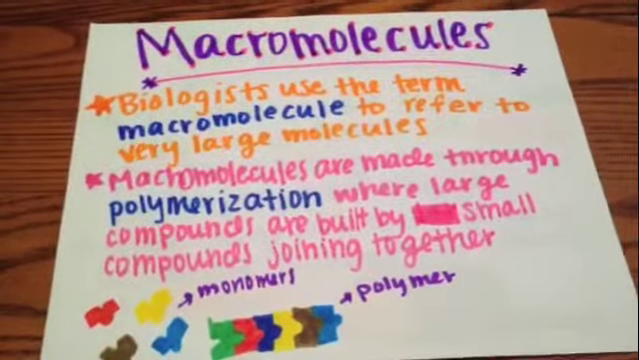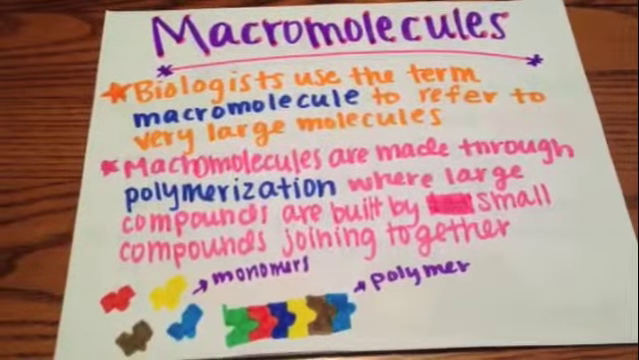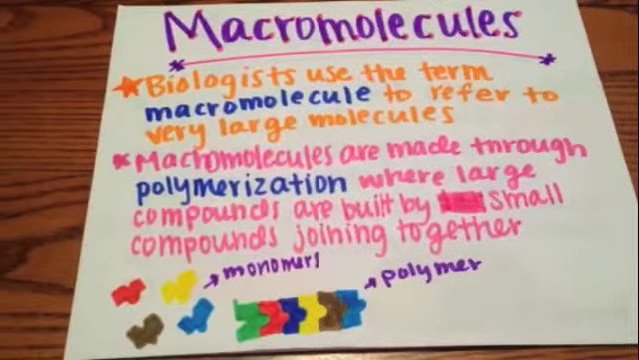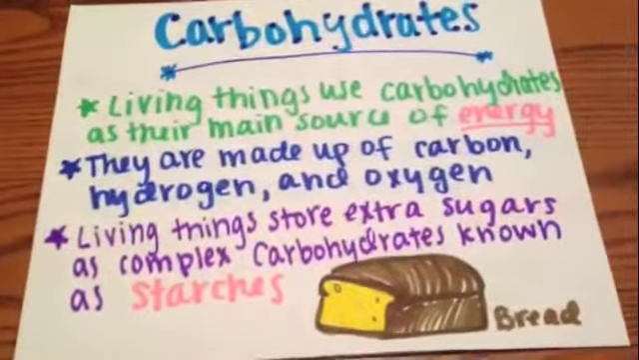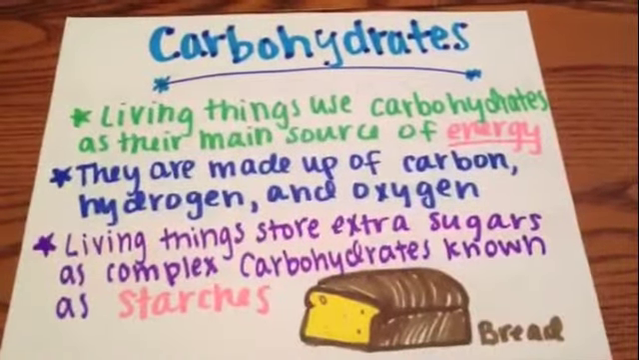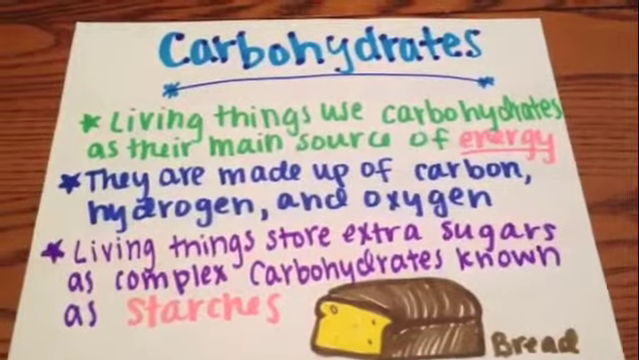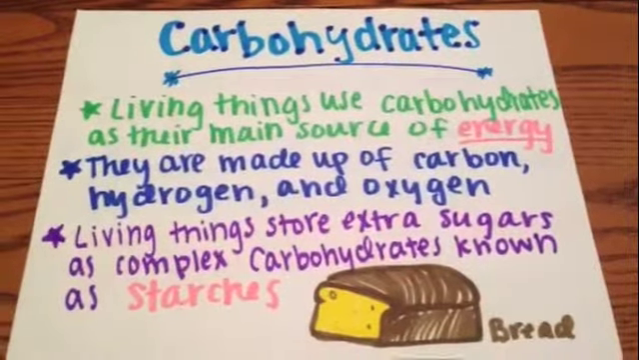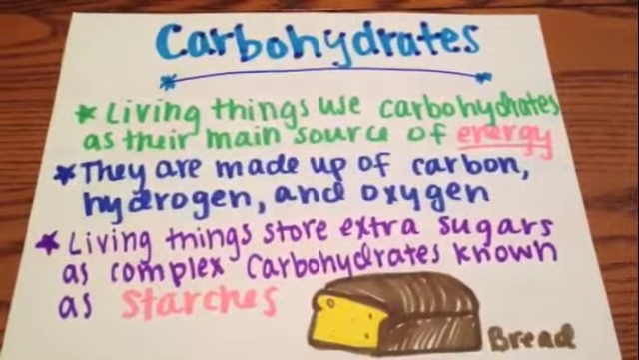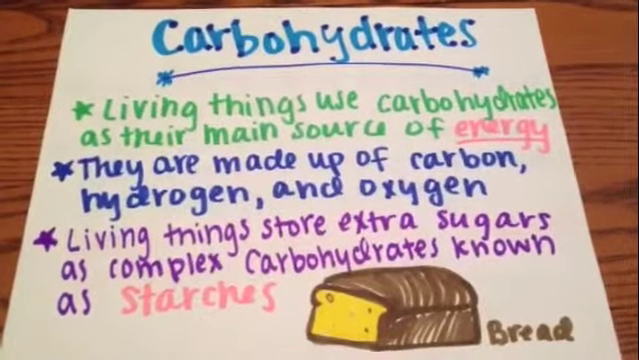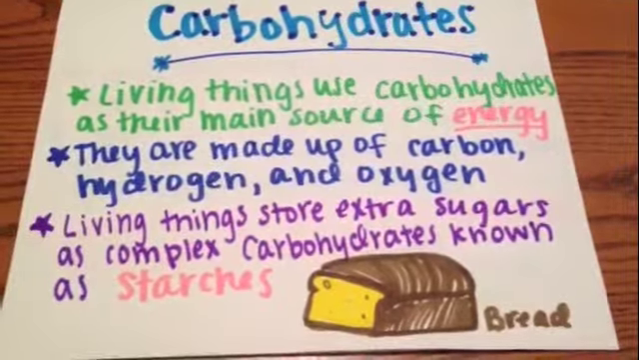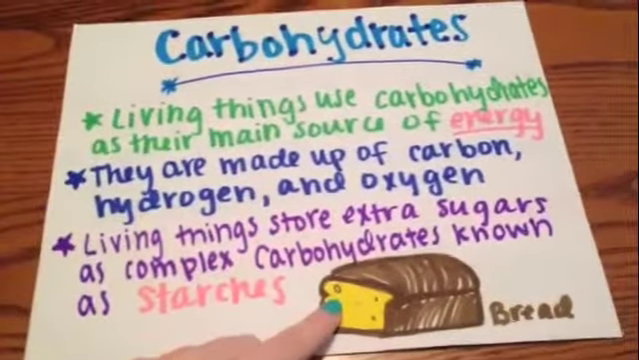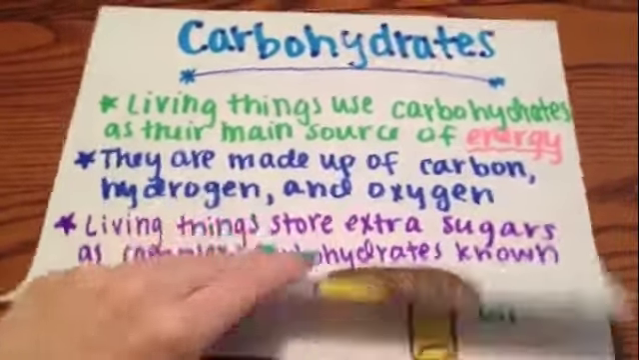There are 4 categories of macromolecules. They are carbohydrates, lipids, proteins, and nucleic acids. First off, let's look at carbohydrates. Living things use carbohydrates as their main source of energy. Carbohydrates are made up of carbon, hydrogen, and oxygen. Living things store extra sugars as complex carbohydrates known as starches. Bread is an example of a carbohydrate.